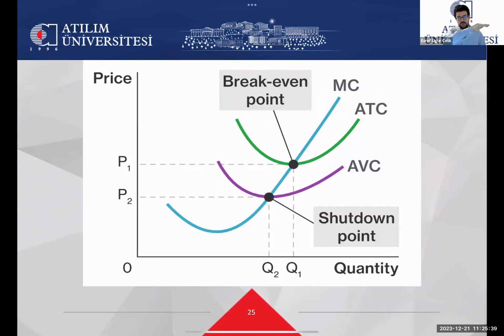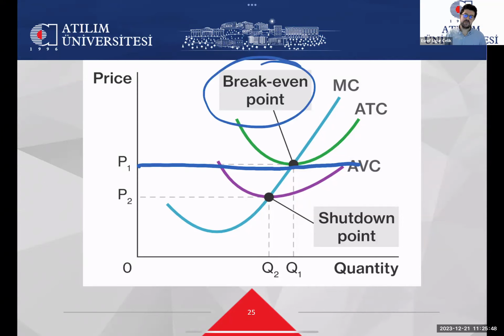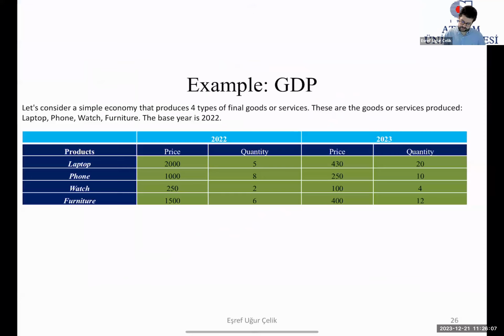If the demand curve goes through the minimum point of average total cost, that is called the break-even point. That means that profit is equal to 0. And when price is equal to the minimum point of average variable cost, that is called the shutdown point. When we move down to that shutdown point, we shut down our firm.